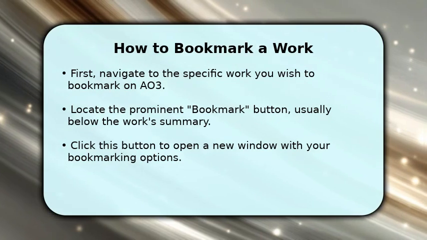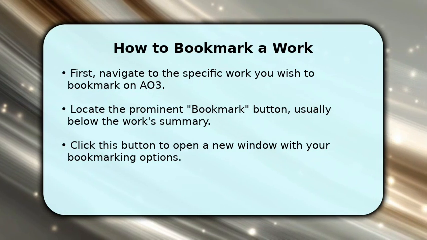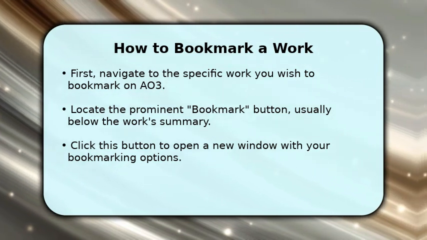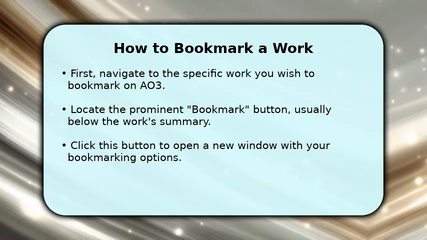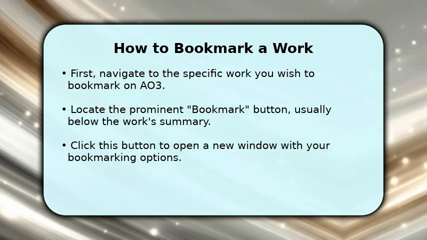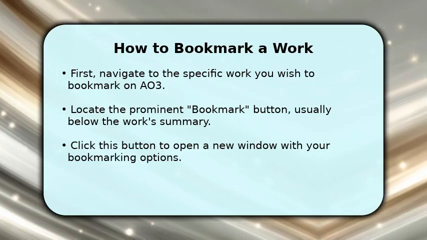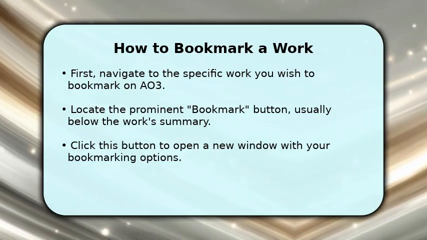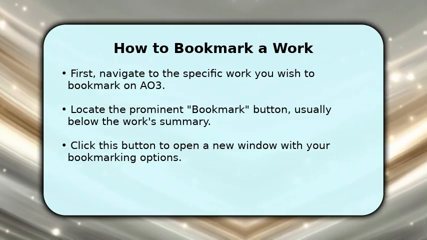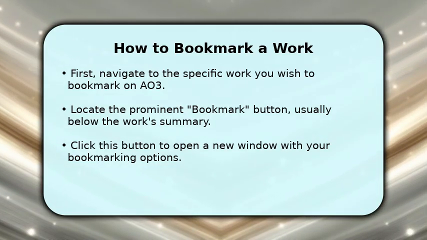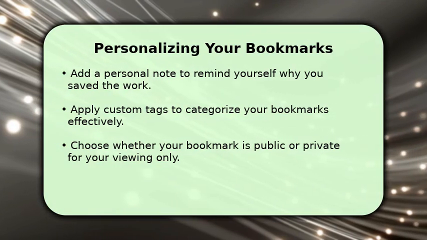To begin, simply navigate to the work you want to save on Archive of Our Own. Once you are on the Works page, scroll down a little. You will find a clear Bookmark button, typically positioned right below the work's summary and statistics. Clicking this button will open a small, intuitive window, presenting you with several options to customize your new bookmark before saving it. Now it's time to personalize your bookmark.